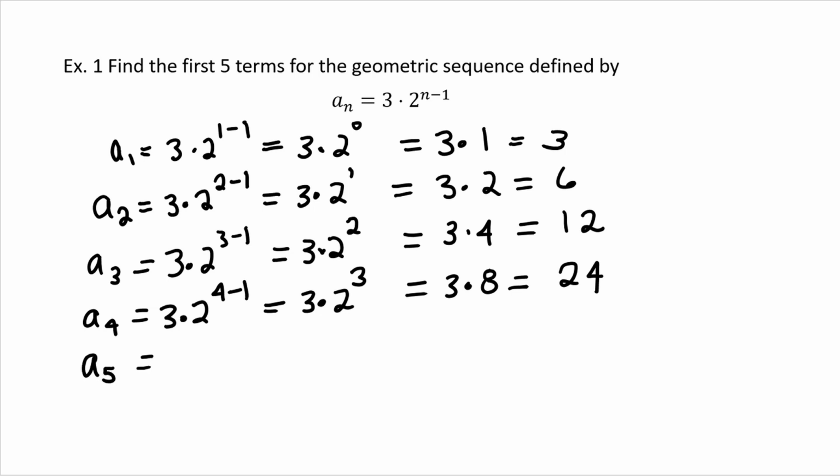A sub 5 is equal to 3 times 2 to the power of 5 minus 1, which is 3 times 2 to the power of 4. 2 to the 4th is 16, and 3 times 16 is 48.